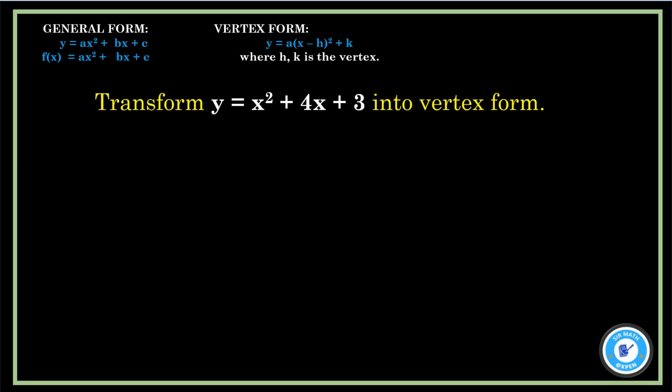Let's transpose this given quadratic equation into a vertex form. The equation is in the general form and is to be transposed to the vertex form. A general form is x squared plus bx plus c, wherein the vertex form is y is equal to a quantity x minus h squared plus k, where our h and k is our vertex.